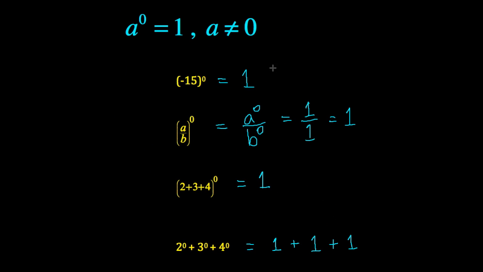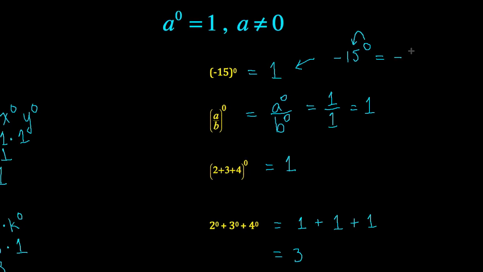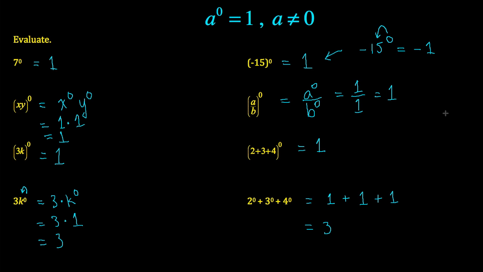I'm going to come back and add one more side example on this one. Negative 15 to the exponent 0. If that had been written as the negative of 15 to the exponent 0, once again, that exponent acts only on the 15, not on the negative sign. So as a result, we get negative 1. That covers just about everything we need to discuss about zero exponents, and I'm out of time.